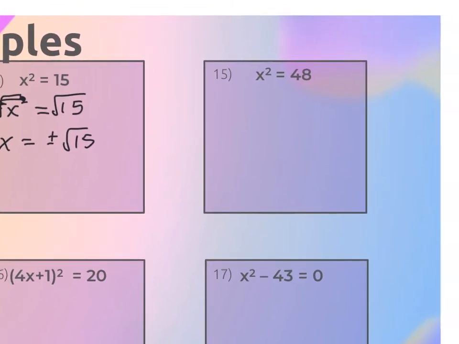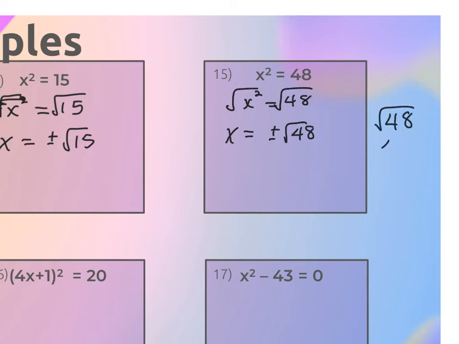For the next one, again, the square term is isolated, so again, I would square root both sides of my equation. I'm left with x is equal to plus and minus the square root of 48. Now, the square root of 48 can be simplified, so I'm going to break it down. I could go with 16 times 3. Now, at this point, if you realize 16 is a perfect square, this would be your answer, plus or minus the square root of 4, or 4 square root 3.